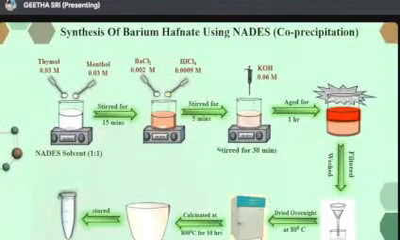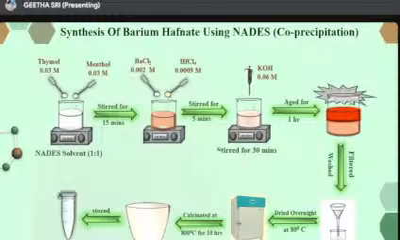Barium aphnate was synthesized using a natural deep eutectic solvent, making the method green and eco-friendly. Thymol and menthol are used to prepare the NADES system, followed by the addition of barium and aphnate precursors under controlled stirring. After aging, filtration, washing, drying, and calcination at 800 degrees Celsius, a white barium aphnate powder was obtained. This synthesis route avoids toxic solvents and supports sustainable material development.